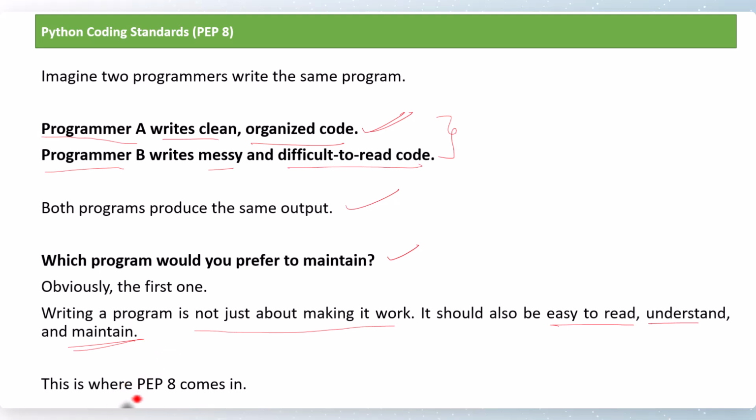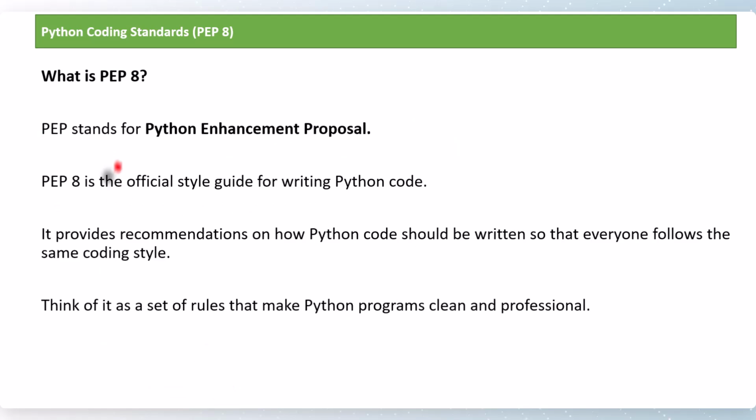So this is where PEP 8 comes into the picture. What is PEP 8? It stands for Python Enhancement Proposal. PEP 8 is the official style guide for writing Python code. We need to follow some guidelines. There is an official guide which can help you to write clean and organized code. That is nothing but PEP 8.